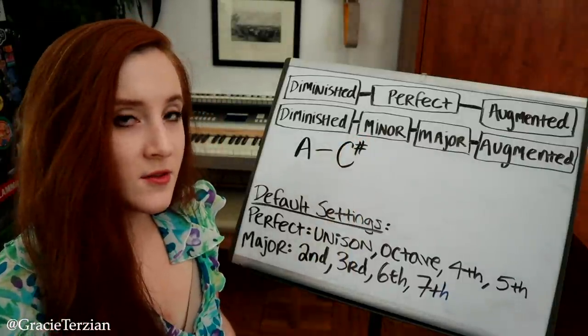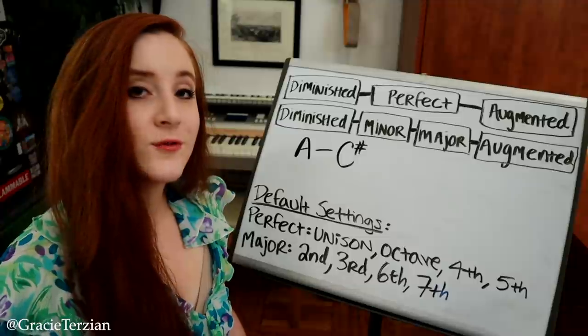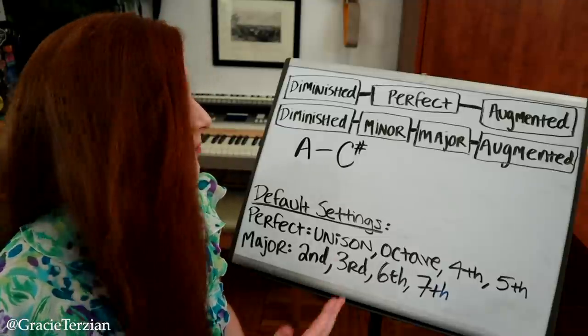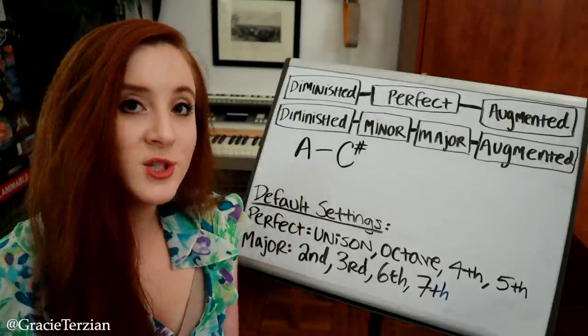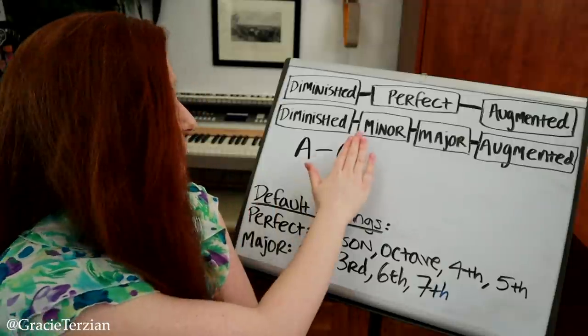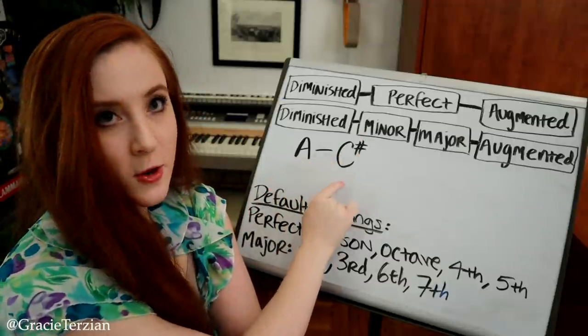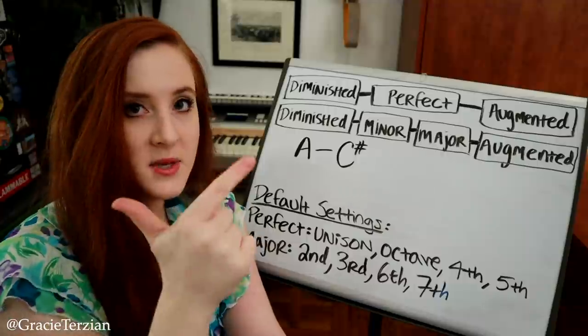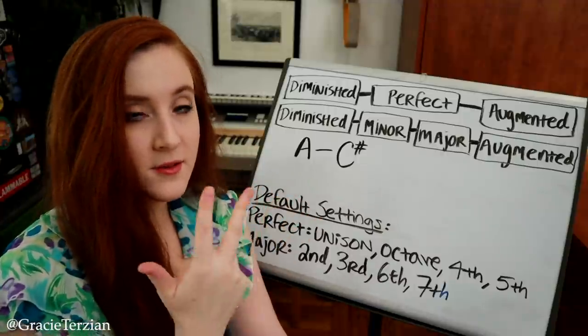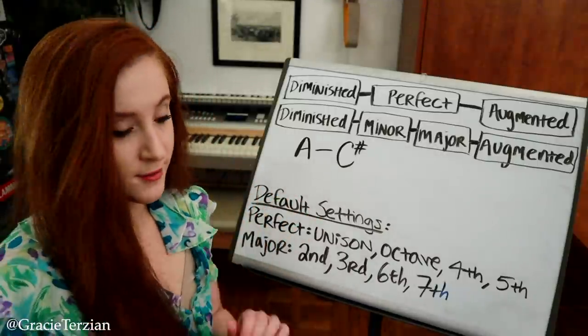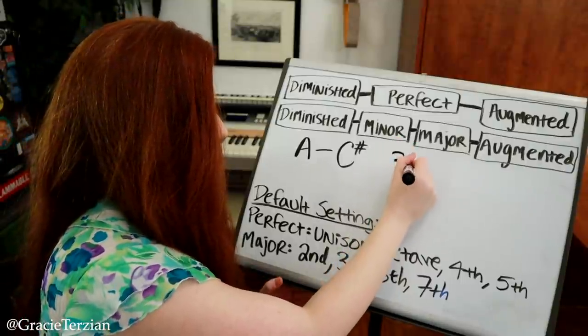Let's go over our steps again. First step is we figure out what the interval number is. What's the interval number between A and C sharp? Remember, we just count the letters, ignoring any sharps or flats, just looking at the letters of the notes. So A, B, C, that's three letters, so the interval number is a third.